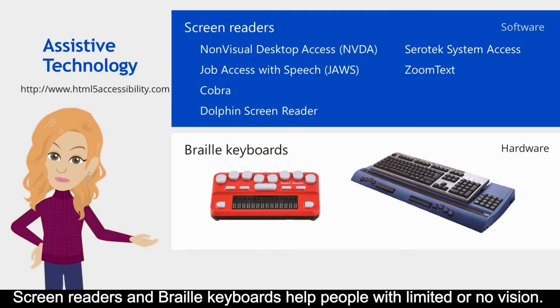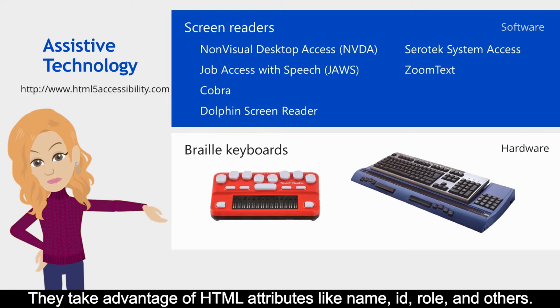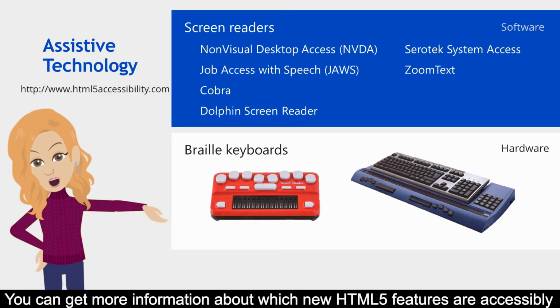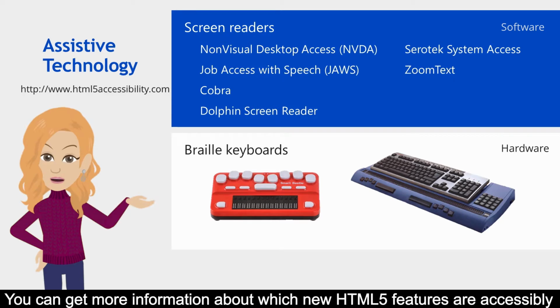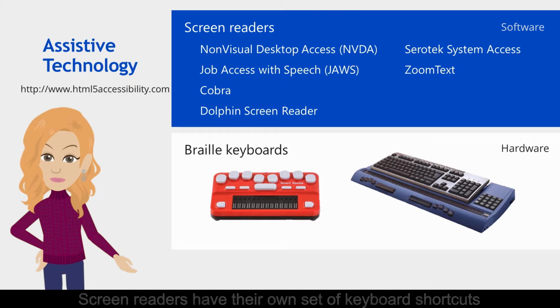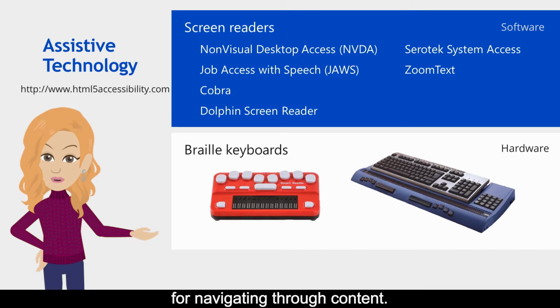Screen readers and Braille keyboards help people with limited or no vision. They take advantage of HTML attributes like name, ID, role, and others. You can get more information about which new HTML5 features are accessibly supported by major browsers at html5accessibility.com. Screen readers have their own set of keyboard shortcuts for navigating through content.